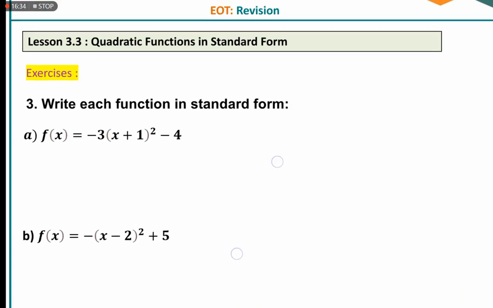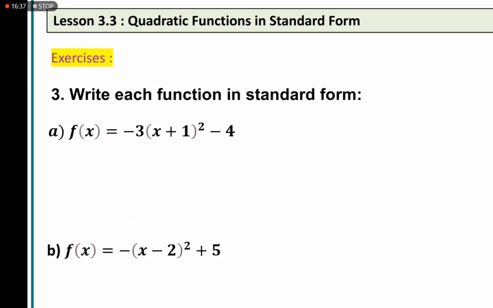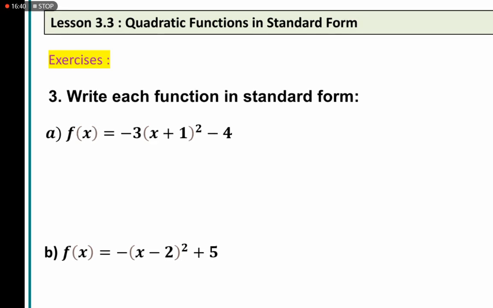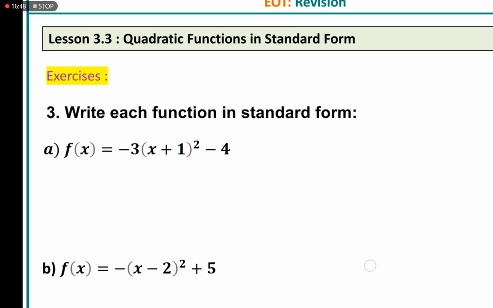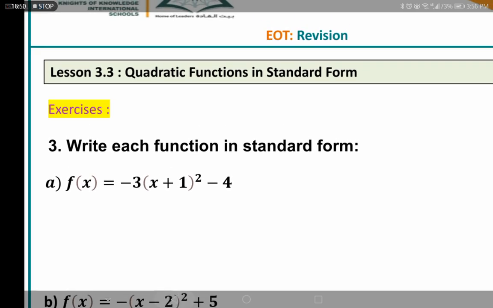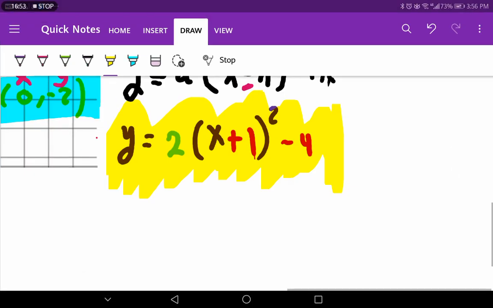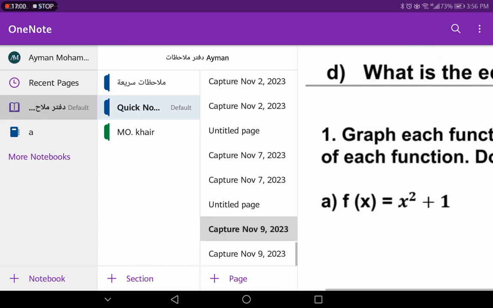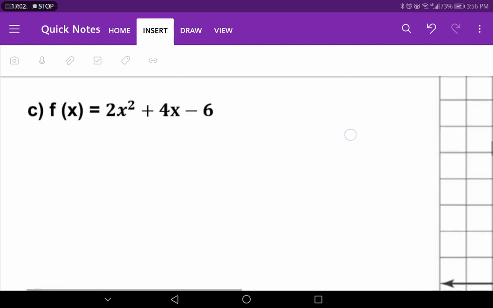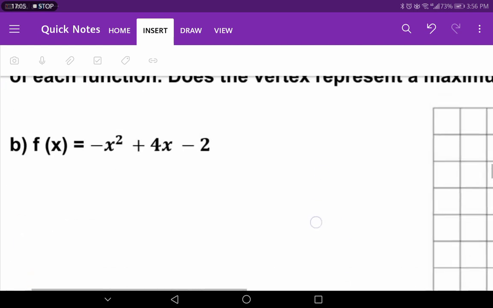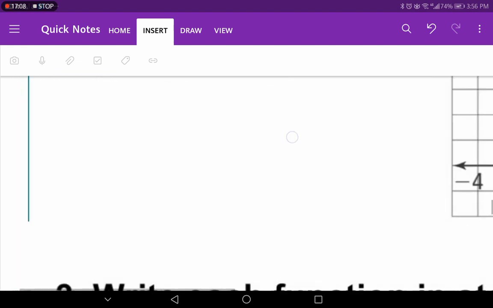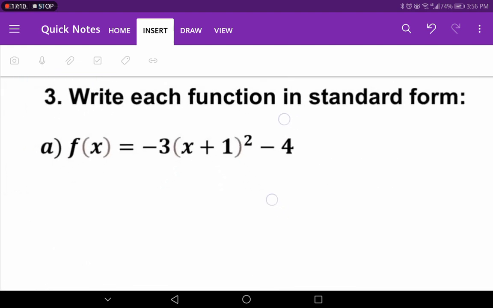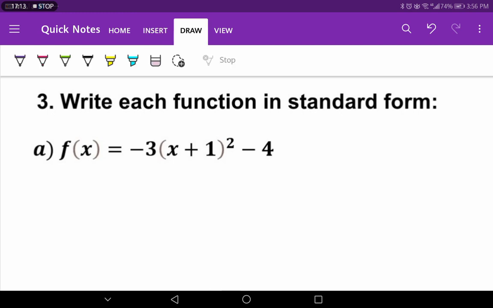Now it is here. Write each function in a standard form. He gives you a vertex form, as you see, and he asks you to do it in a standard form. Okay, my dear student, let us do it. I will do it here. Write each function in a standard form.